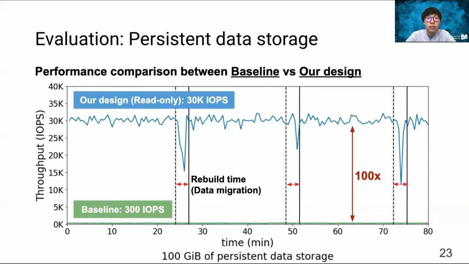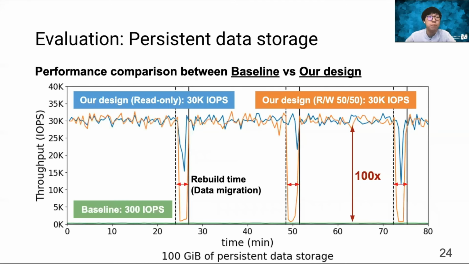The blue line shows the performance measurement of our design for read-only workload. As you can see here, during the non-rebuild time, our design achieves 30,000 IOPS, 100 times higher performance than the baseline. Although there are throughput dips every 22 minutes during the data migration process, which is the RAID 1 rebuild process, our design achieves really high performance gain during the non-rebuild time.